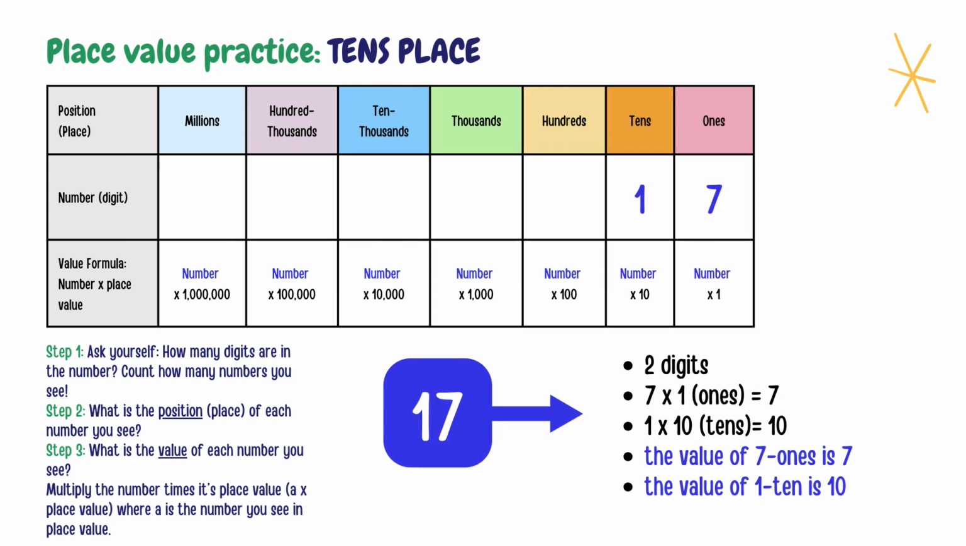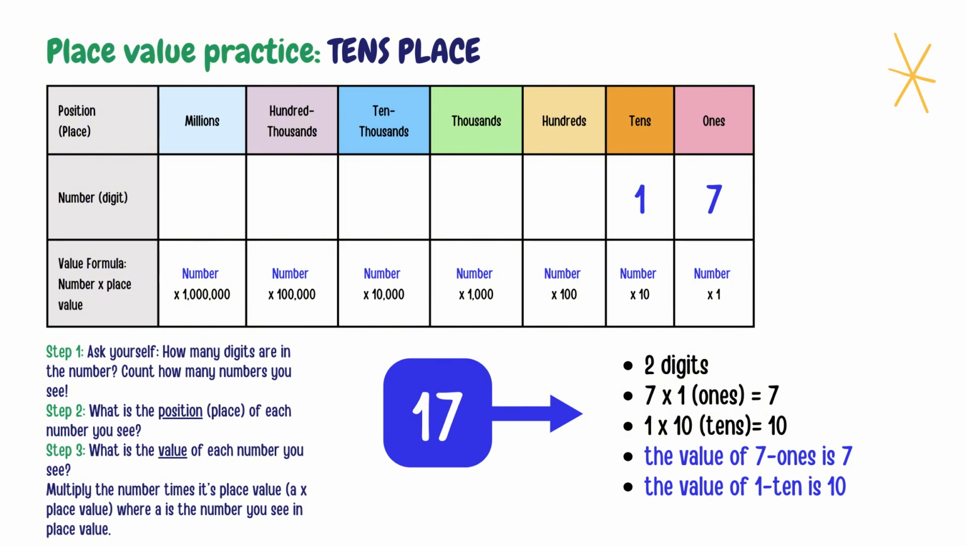Jumping into the tens place for place value practice, we're going to focus on the number 17. Utilizing our steps, ask yourselves how many digits are in this number. The number 17 has the numbers 1 and 7. That's 2 digits. Step 2, what is the position or place of each number you see? The number 7 is in the ones place. The number 1 is in the tens place. Again, always working right to left.